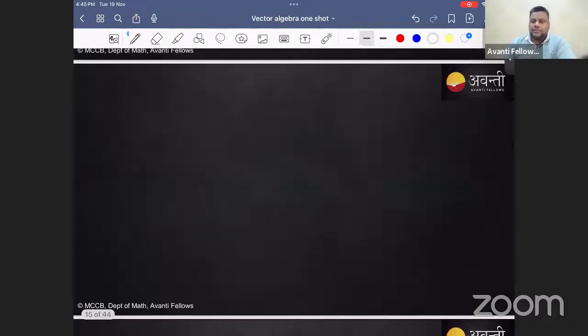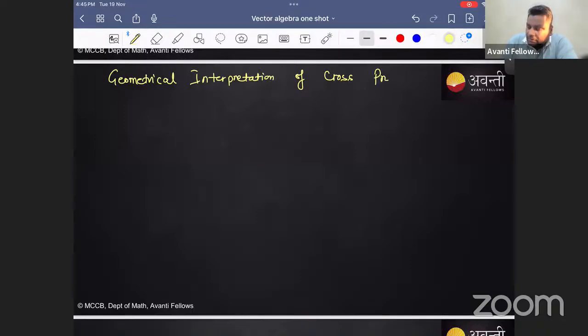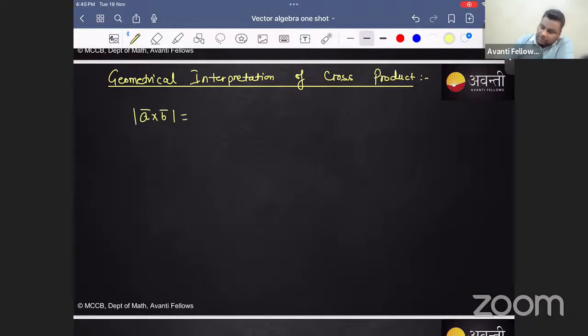Now, geometrical interpretation of cross product. Let you have magnitude of A cross B. This is magnitude A, magnitude B, sine theta, where theta is the angle between A and B.